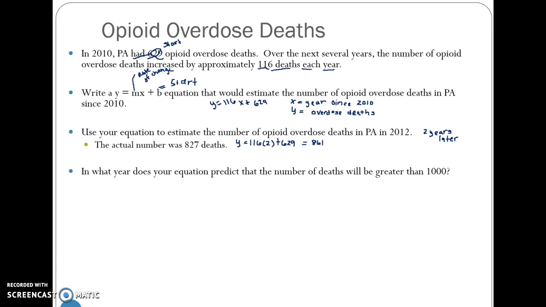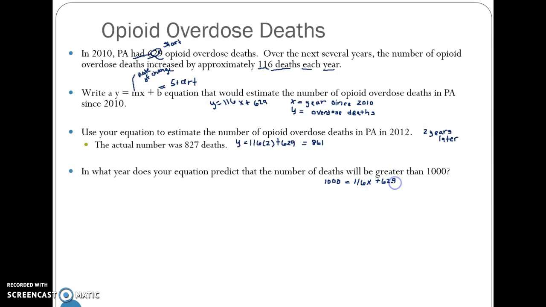So our next question asks us, in what year does your equation predict that the number of deaths will be greater than 1,000? So this time the 1,000 in this question would be a y value because up here at the beginning we said y represents the overdose deaths. So what I want to do is put this into my original formula where the y is. So 1,000 equals 116x plus 629.